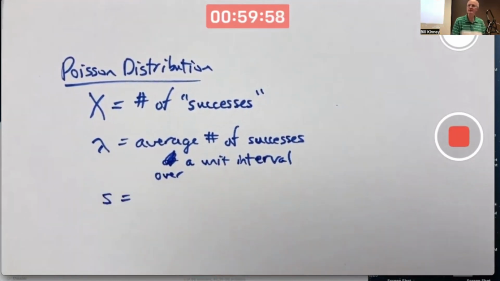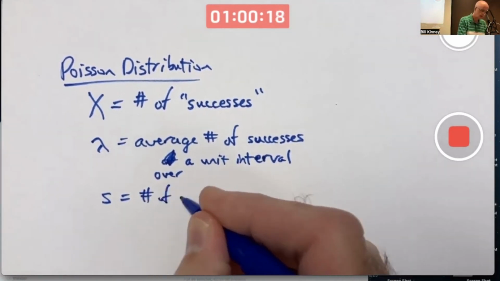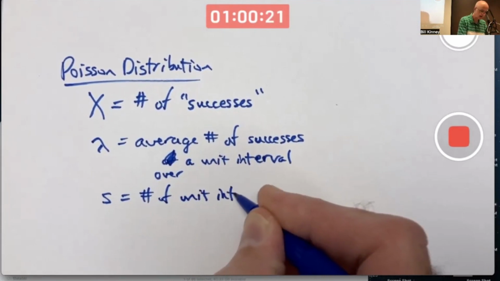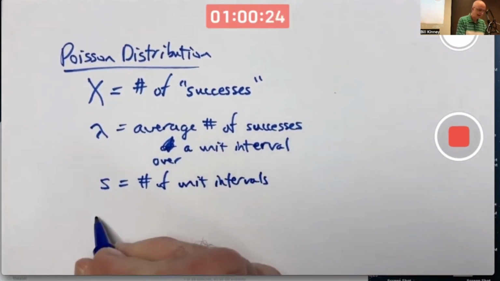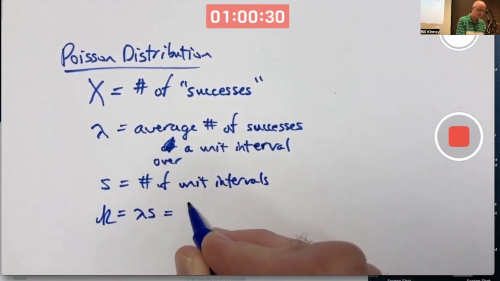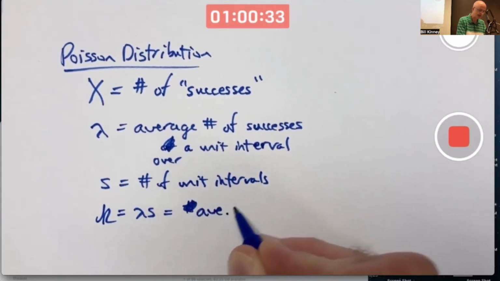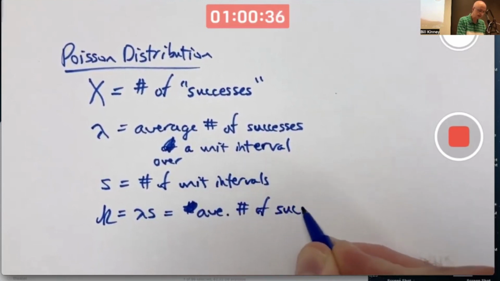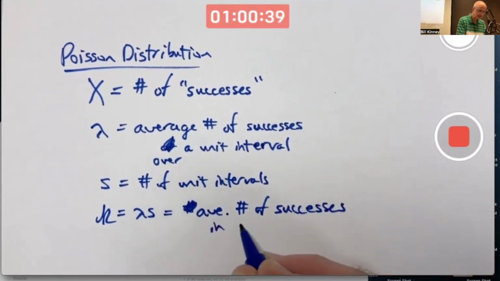S is the letter used to represent the number of unit intervals that you happen to be thinking about. For me, it's a 2-minute period. If my unit interval is 1 minute, and I'm shooting the baskets for 2 minutes, that would be a 2-minute time interval. S would be 2. It's the number of unit intervals. And we let K be lambda times S, which would represent the average number of successes in S unit intervals.